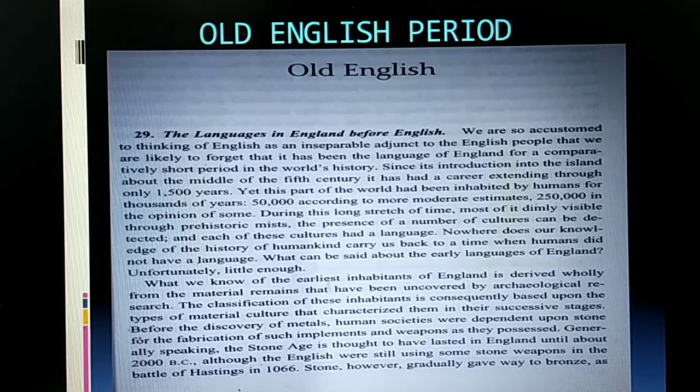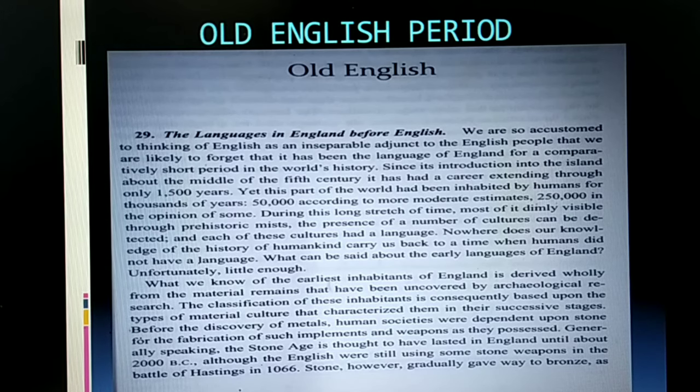We are so accustomed to thinking of English as an inseparable adjunct to the English people that we are likely to forget that it has been the language of England for a comparatively short period in the world's history. Since its introduction into the island in the middle of the 5th century, it has had a career extending through only 1,500 years. Yet this part of the world had been inhabited by humans for thousands of years, 50,000 according to more moderate estimates, 250,000 in the opinion of some.